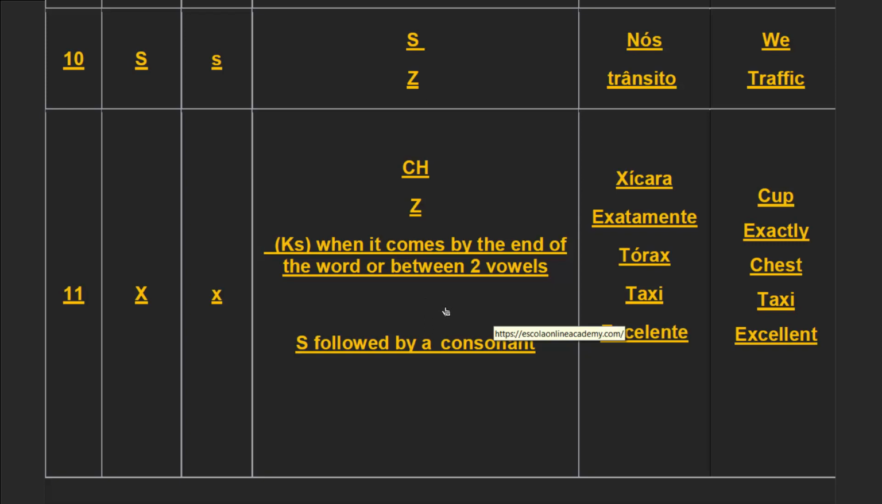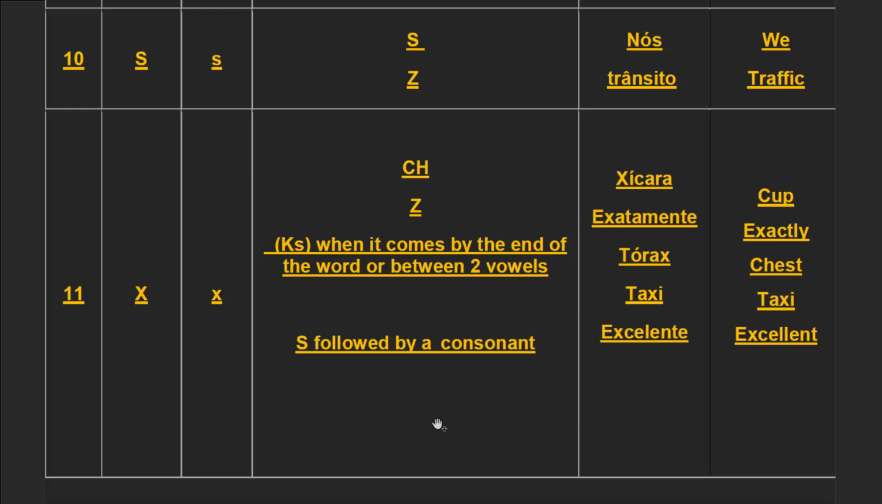When it comes by the end of the word or between two vowels, we pronounce it like that, KSC, or X in English. The example that we have here is the word chest, which means in Portuguese tórax, or the word taxi, which means in Portuguese táxi.